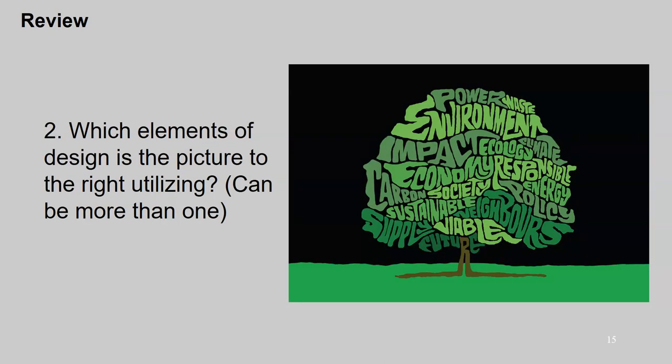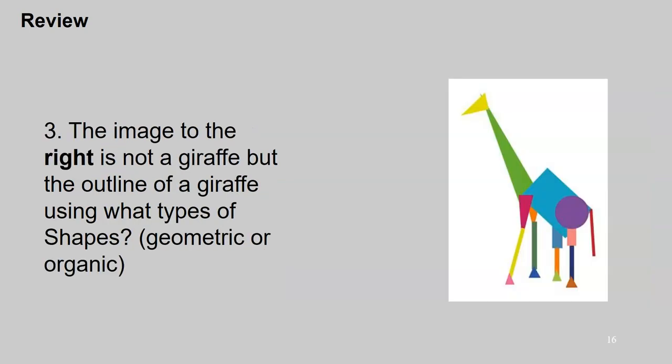Your next question is, which elements of design is the picture to the right utilizing? It can be more than one. Think about which elements we just talked about and how this picture reflects any of those. And your last question is, the image to the right is not a giraffe, but it's the outline of a giraffe using what types of shapes? We talked about specific shapes, could be geometric or organic. Which ones are being used here, geometric or organic?